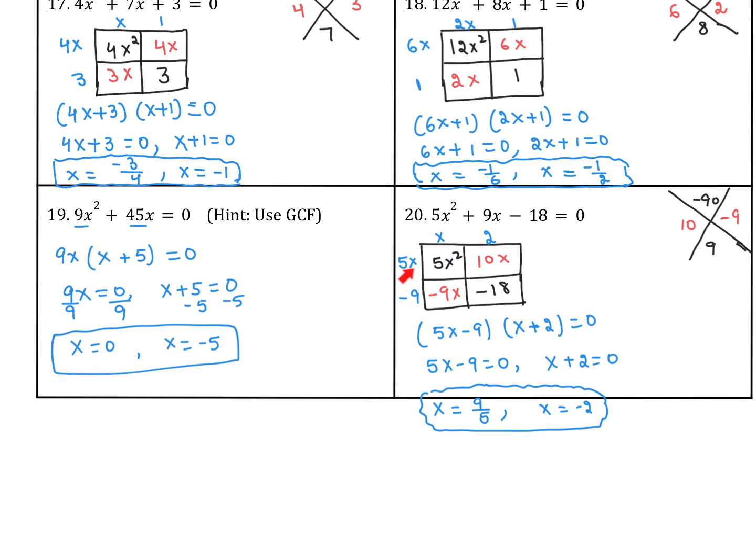The GCF of the first row is 5x. x times 5x is 5x squared, and 5x times 2 is 10x. And here you're going to get negative 9, because negative 9 times x is negative 9x, and negative 9 times 2 is negative 18. The outer numbers make two factors. Put them equal to 0 one by one. x equals 9 over 5 and x equals negative 2 is your answer.